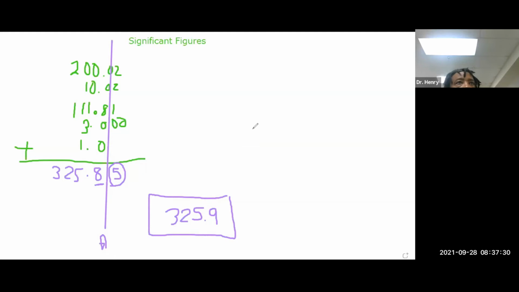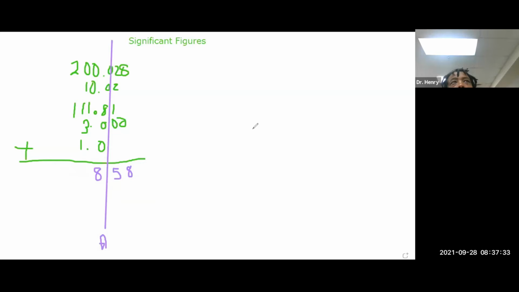Okay, so that was addition, right? So let's do some subtraction real quick to make sure that you guys got a clear understanding with that, and then we'll go back to multiplication because I know that's where we stopped at. So let's say we have this number.